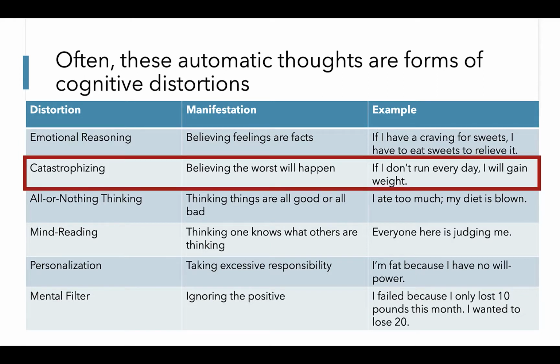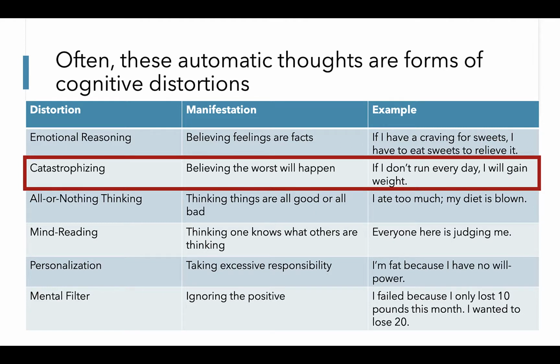The next type of cognitive distortion is catastrophizing. This is when we tend to always think that the worst will happen in any situation. Our mind goes straight to the worst, most likely as a protective mechanism. If we're planning for the worst, that means we're prepared for the worst, and if the worst doesn't happen, then that's a good thing too.